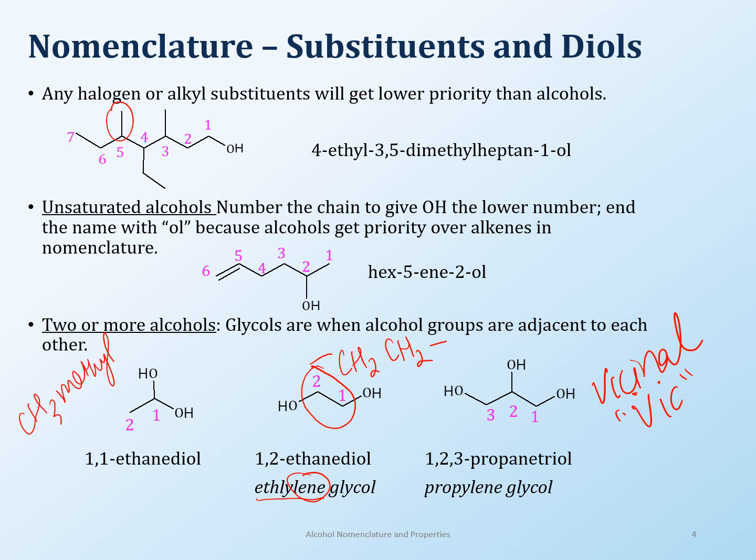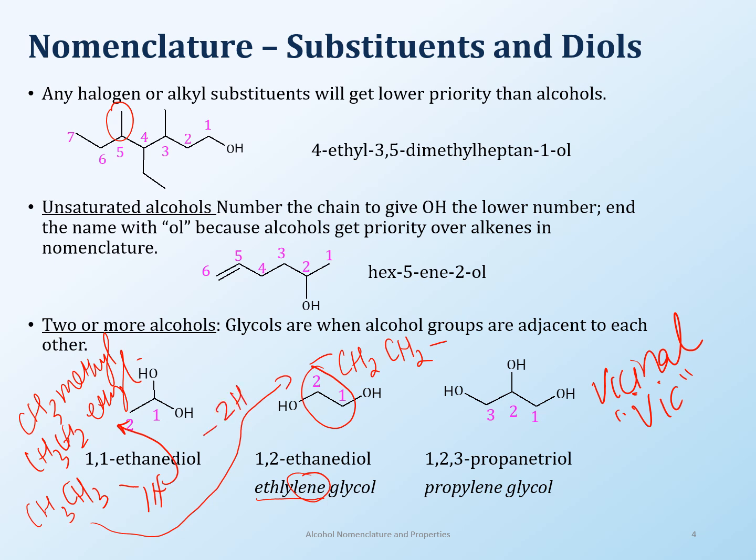And if you have a CH3, CH2, that's called ethyl, okay? And that's ethane minus one hydrogen, okay? So CH3, CH3 is ethane. So ethane minus one hydrogen will give you the ethyl group. Now ethane minus two hydrogens is going to give you the ethylene group, okay? So you lose two hydrogens.